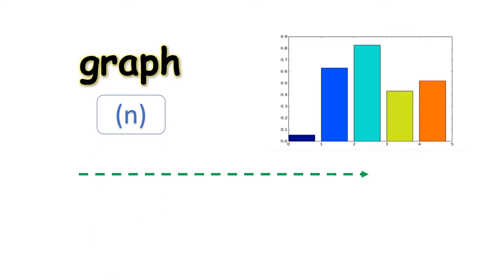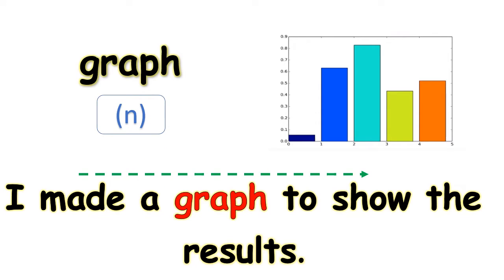Okay, what about this picture? This is a, bravo, this is a graph. Graph, it's also a noun. I made a graph to show the results. Okay, so graph, شكل بياني، زي ما انتم شايفين في الصورة.